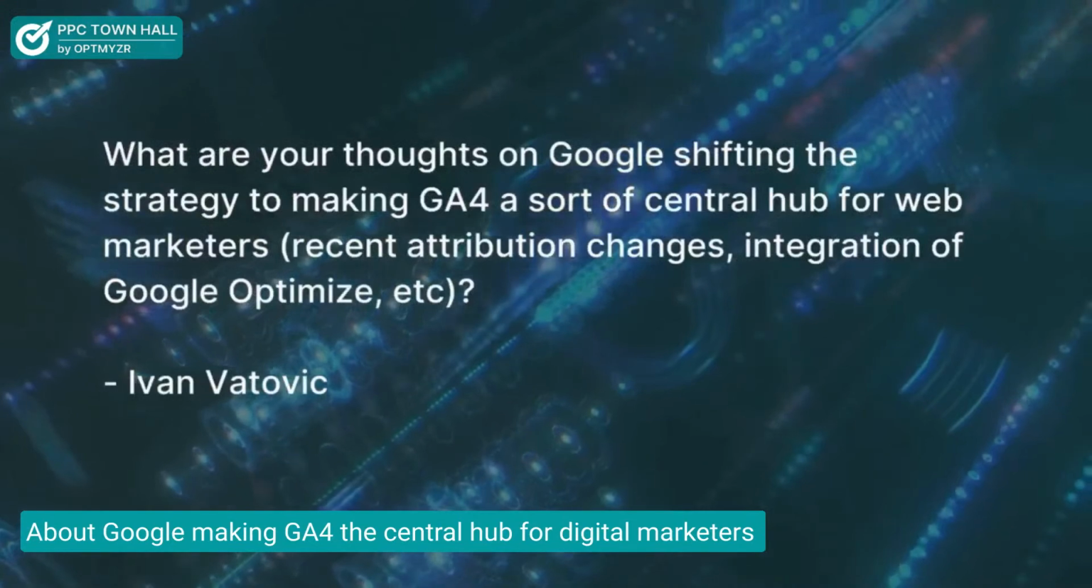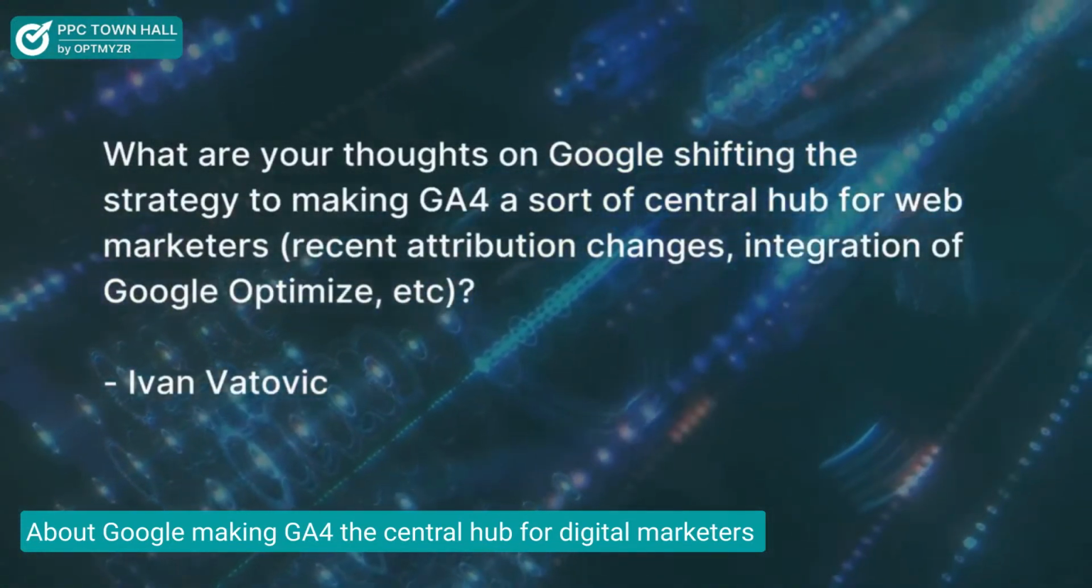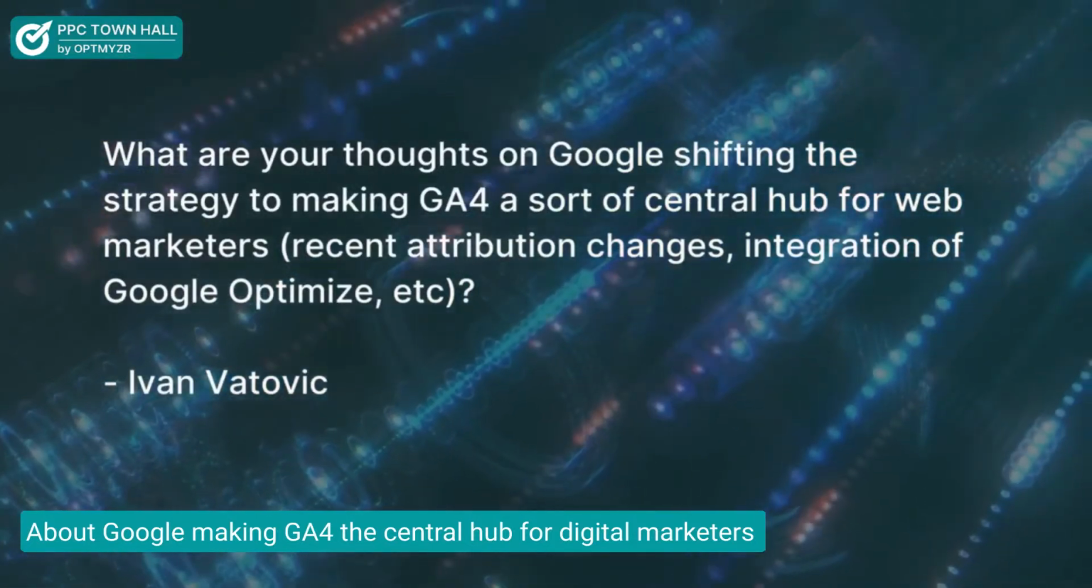And that actually leads to my next question before we dive into the walkthrough of the GA4 setup. It was a really good question from Ivan Votvik. I apologize if I mispronounced that. What are your thoughts on Google shifting the strategy to making GA4 a sort of central hub for web marketers? So attribution changes, integration for Google Optmyzr, things like that. Well, Google Optmyzr is going away, so that's a bummer. But I see what you're saying.